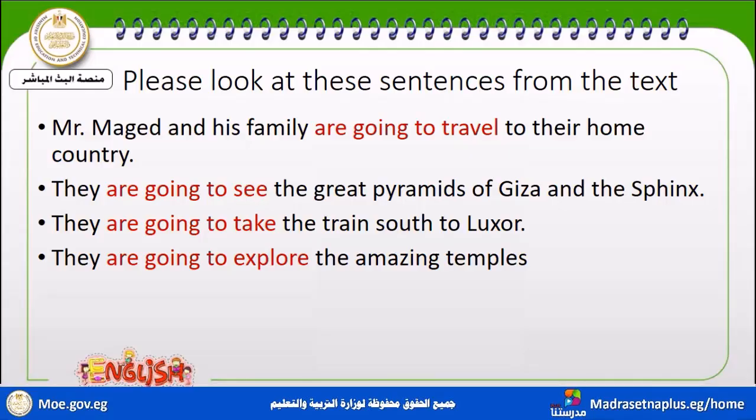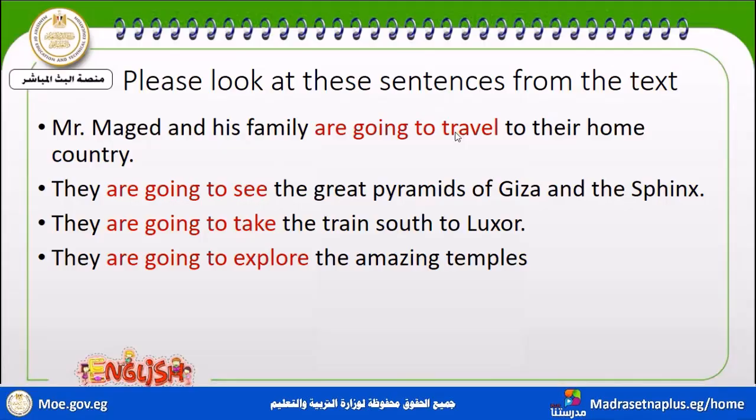Let me ask you a question. What can you see here? How many verbs can you see? Yes, are going to travel, are going to see, are going to take, are going to explore. Why is it "are"? Because always the subject here is plural. Here we have Mr. Magid and his family. And sure, in all the other sentences, it's plural. We are talking about more than one person. We are talking about Mr. Magid and his family. So we have "are going".